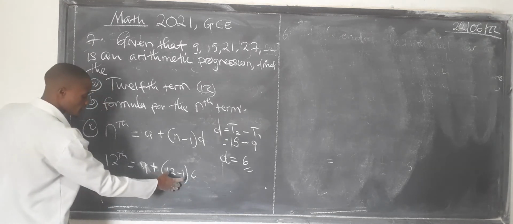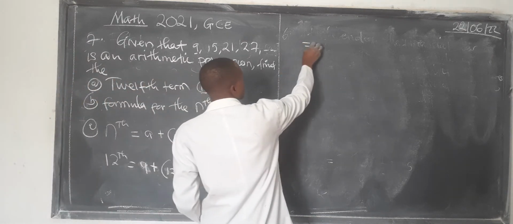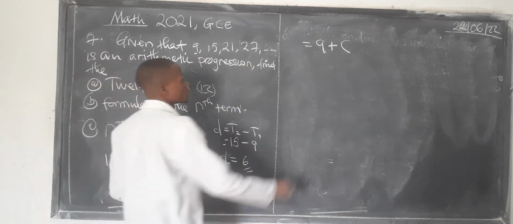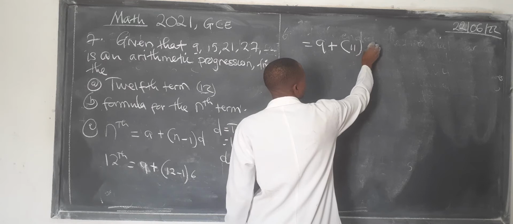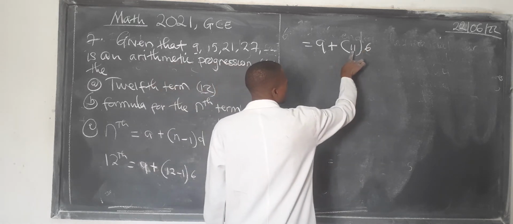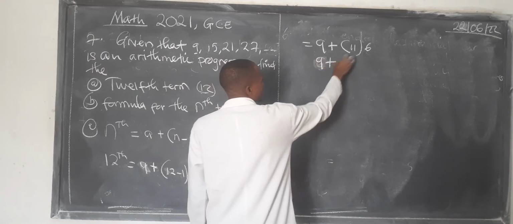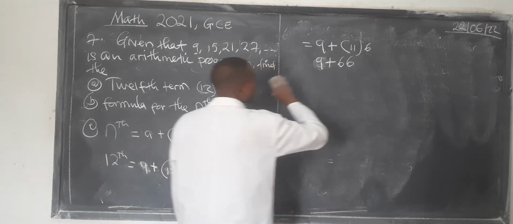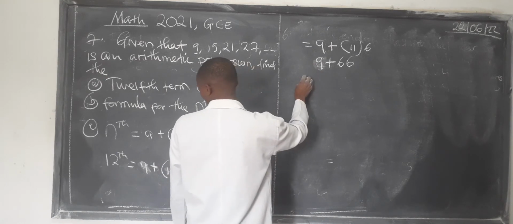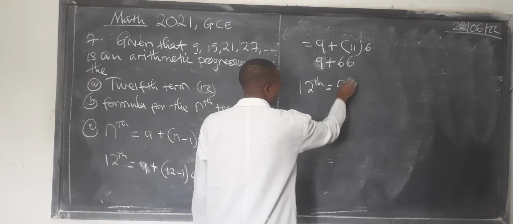Please follow the sequence we have to use when solving this. We have to solve what is inside the bracket first. 12 minus 1 is 11. So 11 times the common difference, which is 6. Multiplication comes first. So 11 times 6, 66. So we have 9 plus 66. You add 9 plus 66, which will give us 75. So the 12th term is equals to 75.